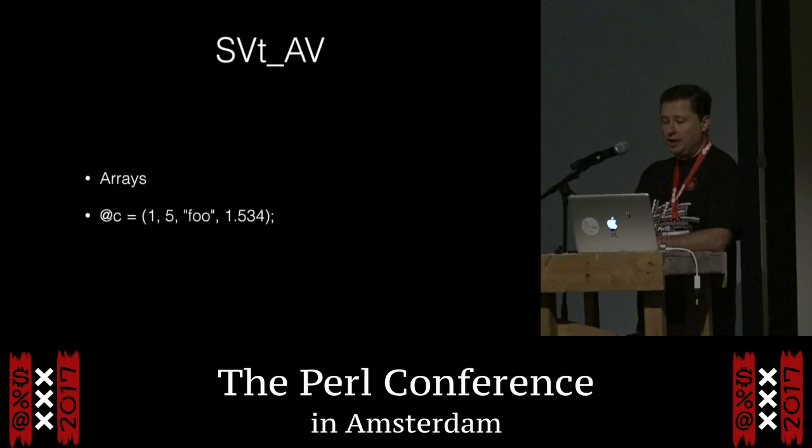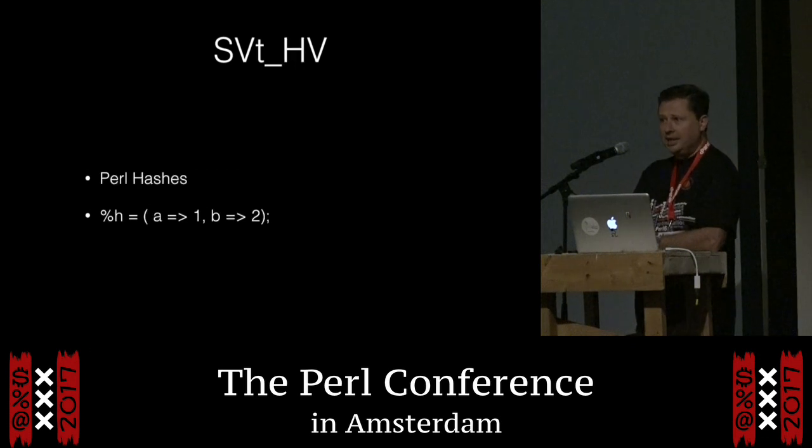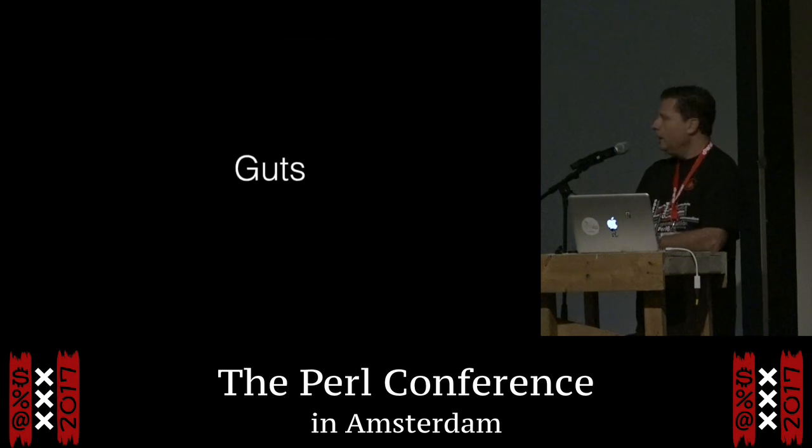So the last two are an AV, which is your array, so that's just an array of a bunch of SVs. It also has the ability to dynamically expand the size of your array, unlike in C. And then HV, which is kind of the most unique thing to Perl compared to C, and that stores your key value pairs that I'm sure many of you, or all of you, are familiar with.